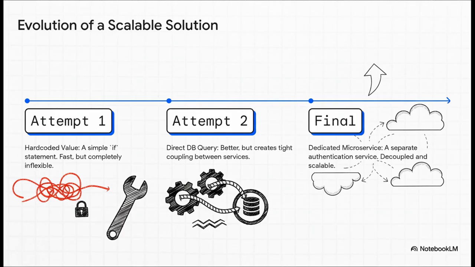Attempt number 1 was, let's be honest, a hack. A simple if statement. It's fast, sure, but it's brittle and completely inflexible. So attempt 2 was a bit better. Just ask the database directly. That works. But now your API is stuck, it's tightly coupled to that one specific database, and that brings us to the final solution, a dedicated microservice, a whole separate, specialized service whose only job is to answer one question. Is this client ID valid? It's clean. It's separate. It's built to last.